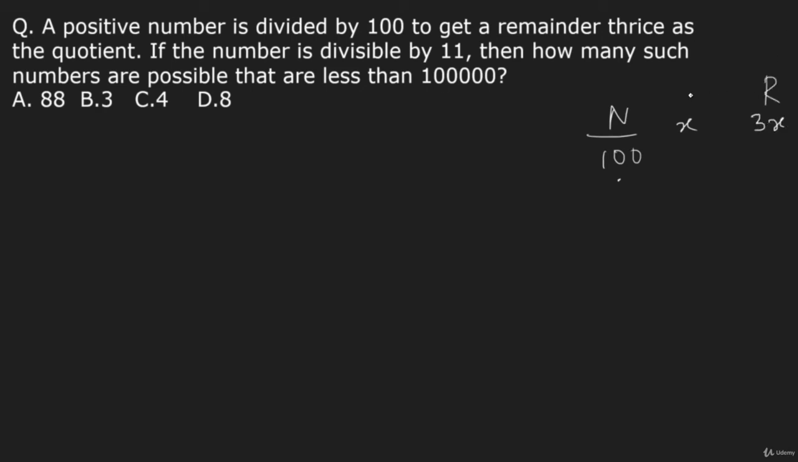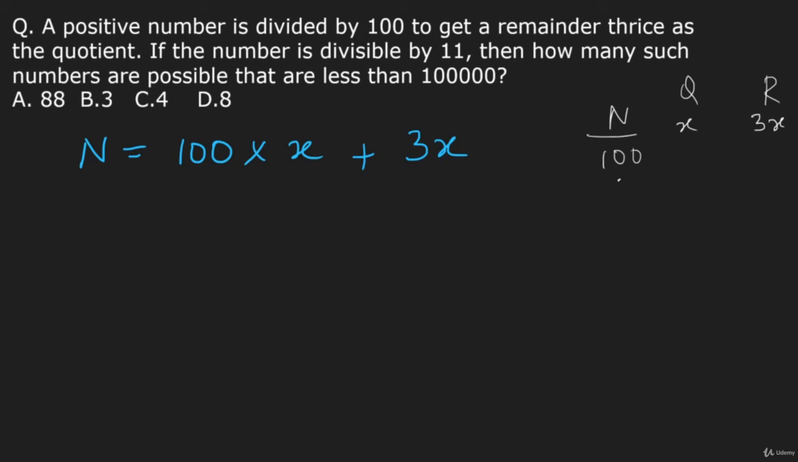That's the remainder. This is the quotient, right? Therefore, I can write the number as 100 times the quotient plus the remainder, right? Number is divisor into quotient plus remainder, right? So this is my number, or the dividend. You call it the dividend.